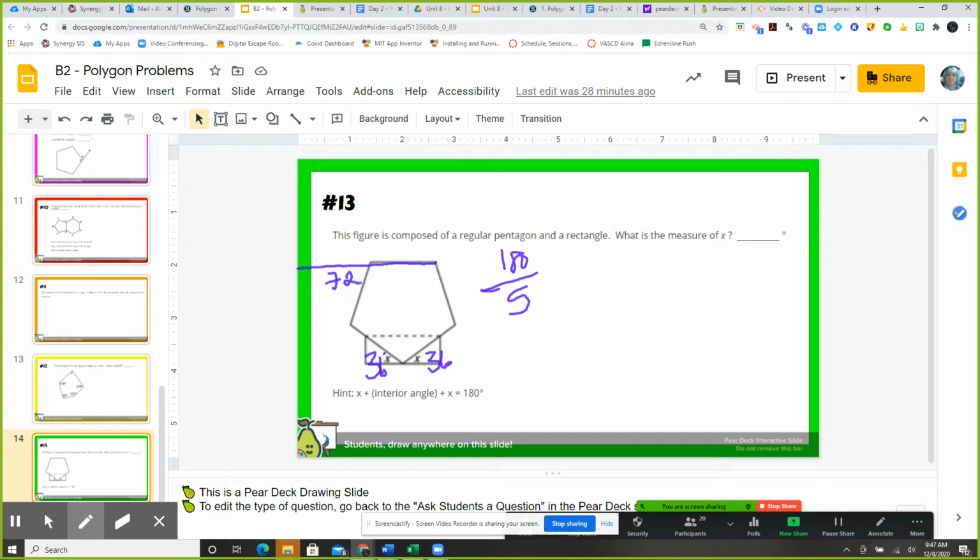So if I've got a straight line, this is going to divide it into 5 little pieces. And if I've got a whole shape, it's going to divide it into 5 big pieces. That's it. Because 36 plus 36 is 72.